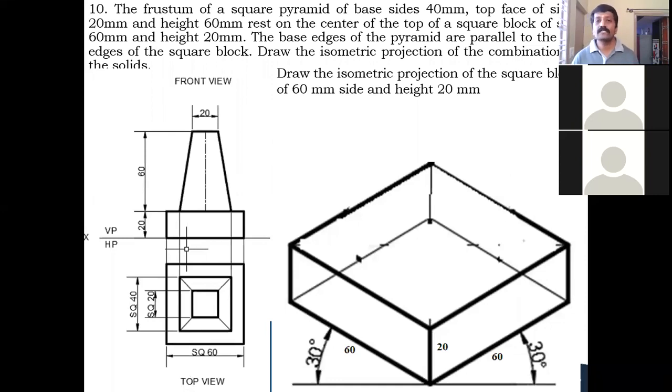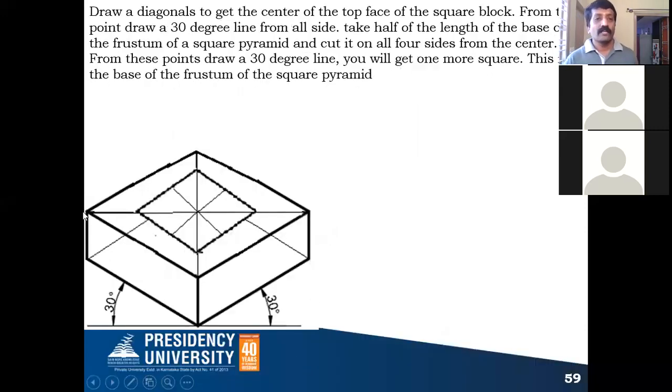After this, above this, we need to place the square frustum of a square pyramid. How to do it? First, you draw the center of the face of your square block by drawing the diagonals. Let me show you here. Draw the diagonals to get the center of the face of your square block. After doing this, you are all familiar with the method. You draw a 30-degree line in this direction and a 30-degree line in this direction, in both directions, on all four sides.